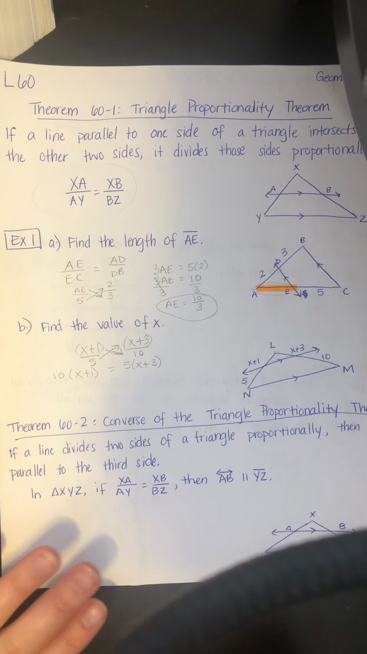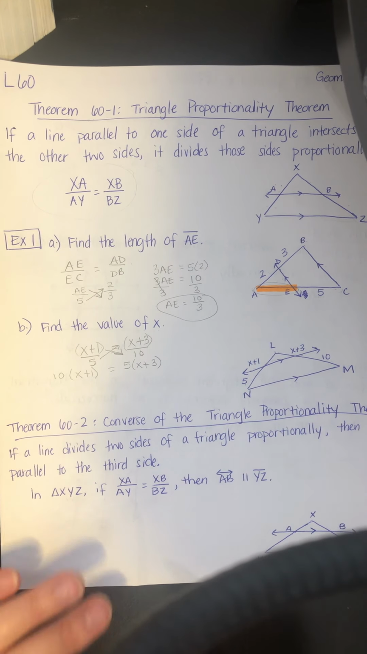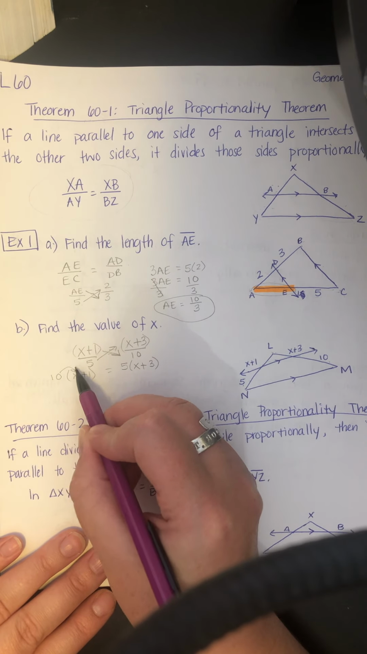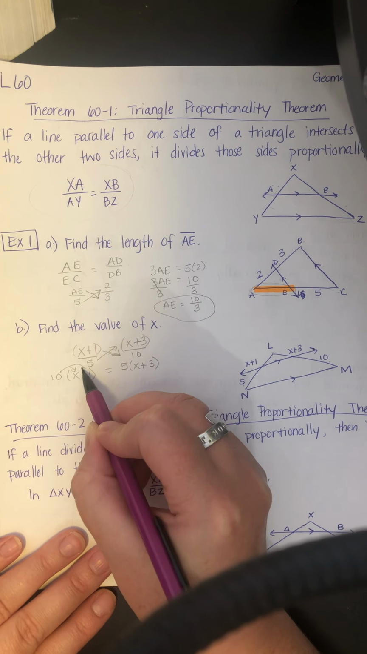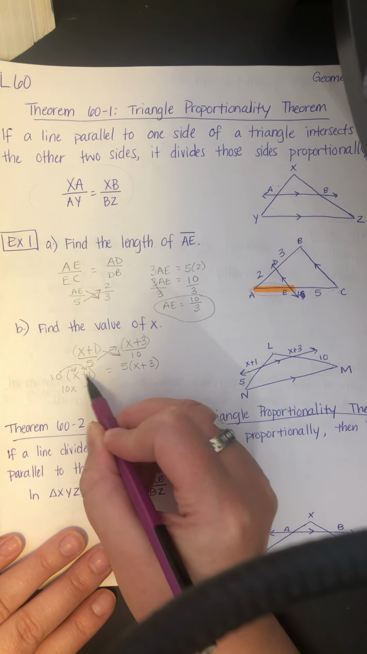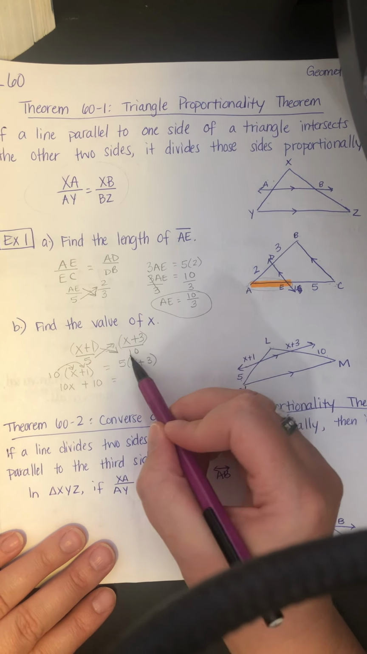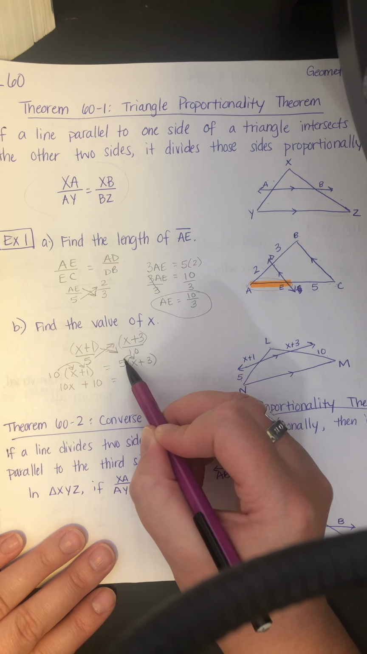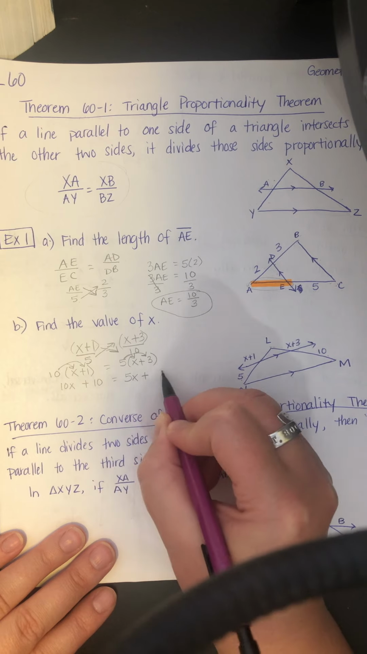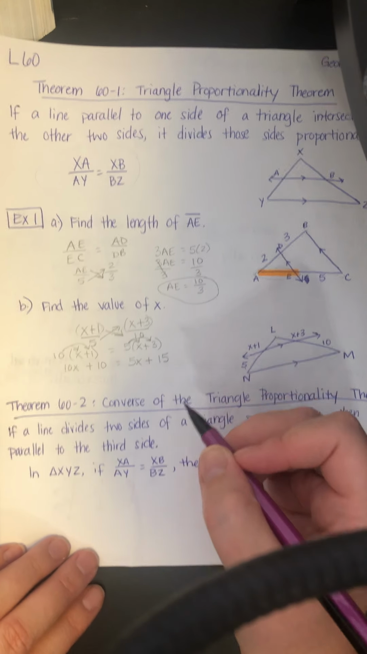Okay, now to solve this, first thing we need to do is get rid of these parentheses. So we're going to use the distributive property, 10 times x and 10 times 1. So 10x plus 10 times 1 is 10. Right here, distributive property, 5 times x and 5 times 3. 5x plus 5 times 3 is 15.